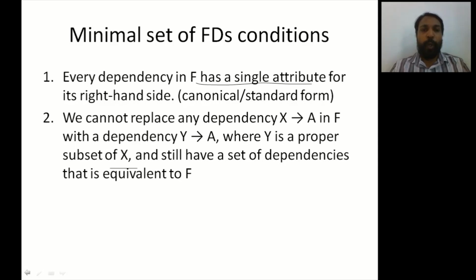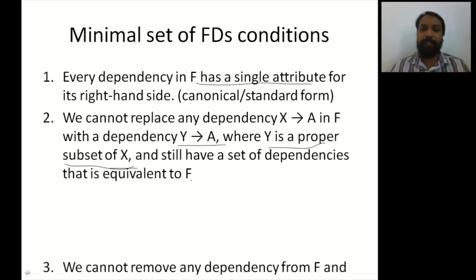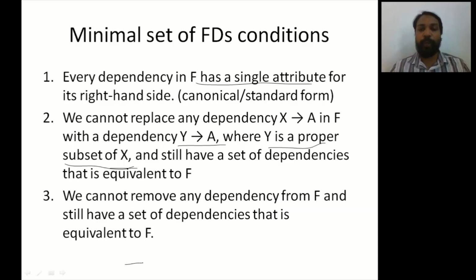Second condition: we cannot replace any dependency X to A in F with a dependency Y to A, where Y is a proper subset of X, and still have a set of functional dependencies that is equivalent to F. That is, there should not be any extraneous attribute in the LHS of the functional dependencies. Third condition: we cannot remove any functional dependency from F and still have a set of functional dependencies that is equivalent to F. Here we are checking if there are any redundant functional dependencies in the whole set. If there are, we should remove such redundant functional dependencies. So these are the three conditions.